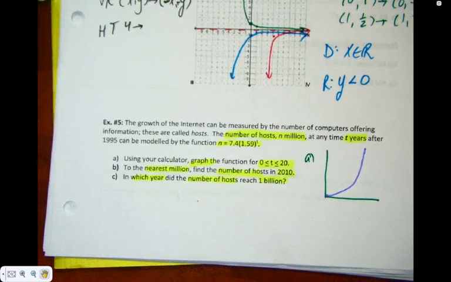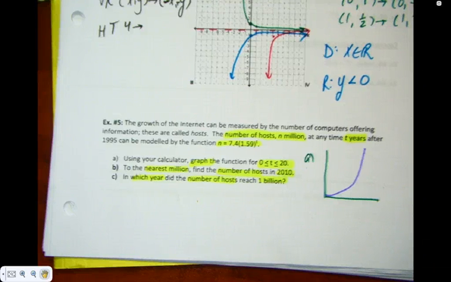Typically on the exam, this would be a 2-mark question. You would get 1 mark for having the correct graph, 1 mark for having the correct domain that the question specified.